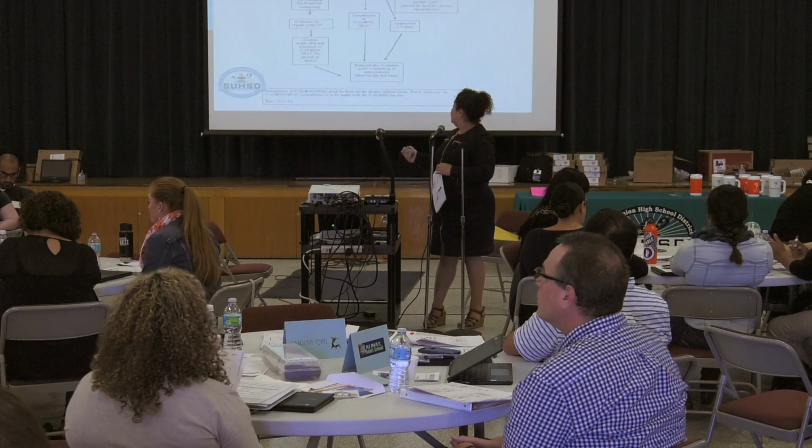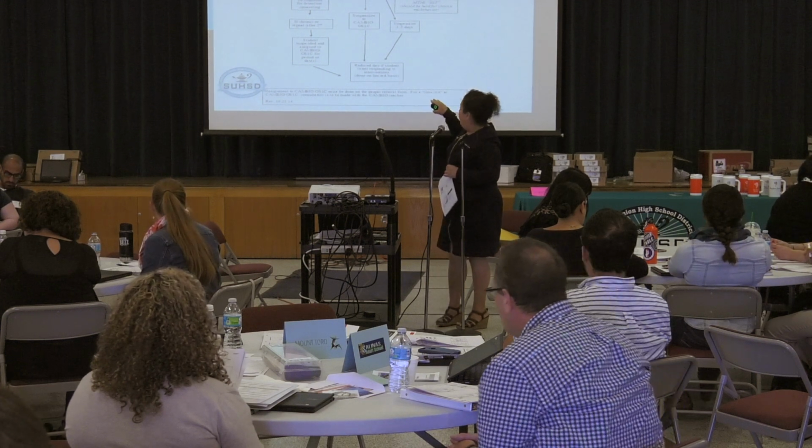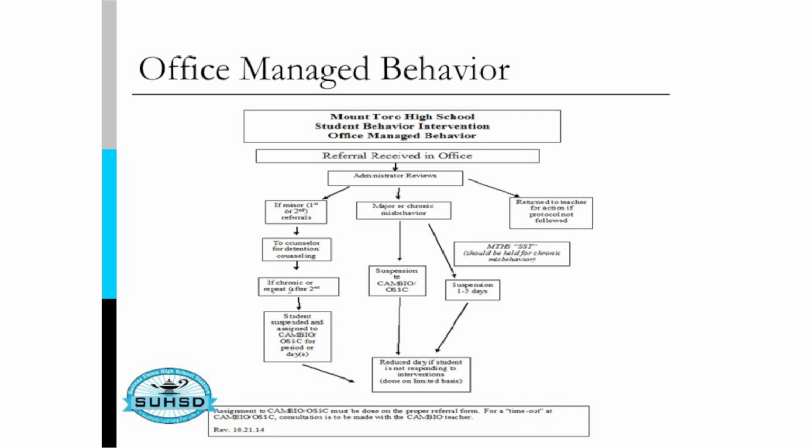This site also has another chart where they talk about the flow: what happens if it's the first time, send them to a counselor. If it's repeated, then we might send them to Combio, which is an alternative site for students, or this is when it's going to go to suspension. This is so teachers and everyone are on the same page and we're treating all students in an equitable manner.